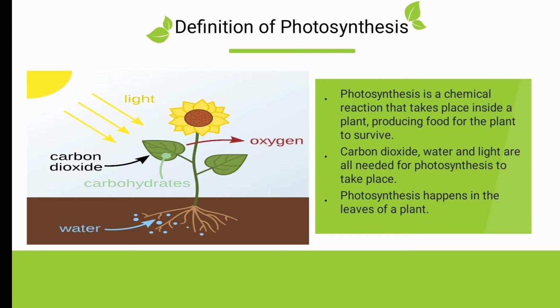Definition of photosynthesis. First, photosynthesis is a chemical reaction that takes place inside a plant producing food for the plant to survive. Second, carbon dioxide, water, and light are all needed for photosynthesis to take place, and the last, photosynthesis happens in the leaf of a plant.